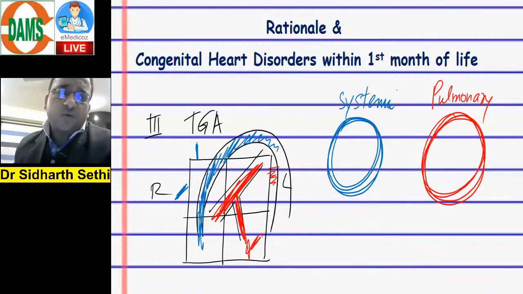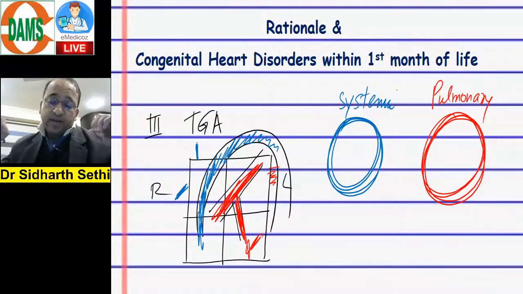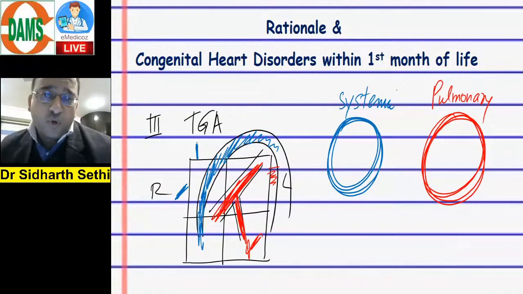As soon as the baby is born, he goes into central cyanosis. TGA has two parallel circuits. In fact, TGA is the most common cause of cyanosis in a newborn. TGA is the most common cyanotic heart disease in a newborn.